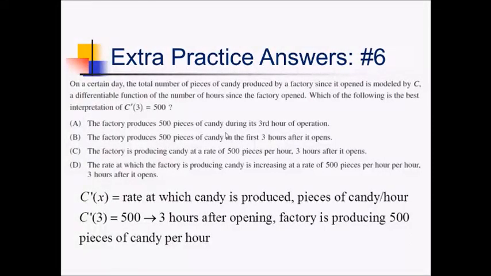Choice B, produces 500 pieces of candy during the first 3 hours. That's not even close. Again, that's an interval of time. Choice C, factory is producing candy at a rate of 500 per hour 3 hours after opening. This is an exact time and a rate of change in the candy. So this is what we're looking for, choice C. Just taking a look at D, the rate at which the factory is producing candy is increasing at a rate of 500 per hour. So that's going one derivative too far. We're going to stay with choice C here.